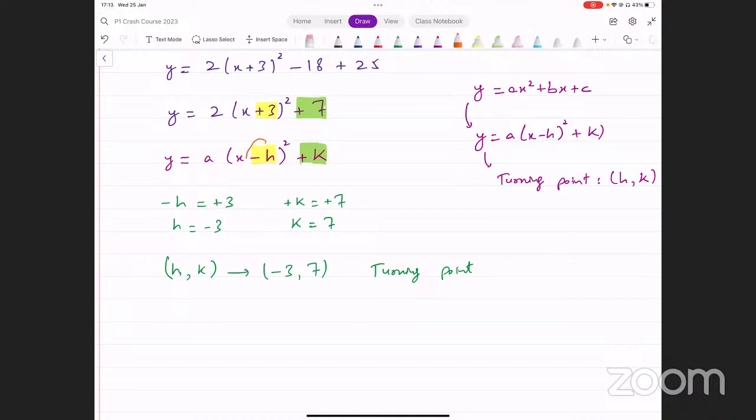Again, the reason is you've got minus h here. Since it's minus h and here you've got plus 3, they have different signs. So its sign is going to reverse, because minus is going to go to the other side, and it's going to change the sign there. Similarly, this number that you've got outside will remain as it is. This is not going to change its sign. So 7 is going to come down as it is. That's the turning point.